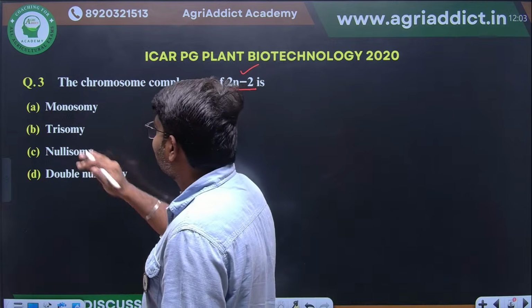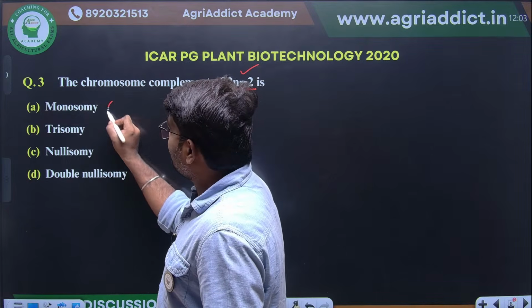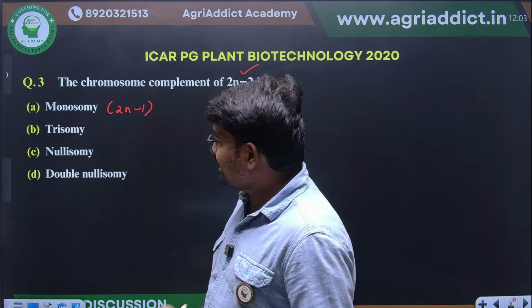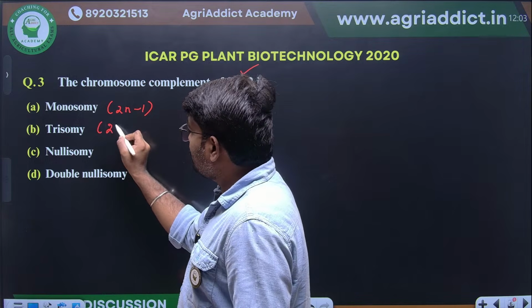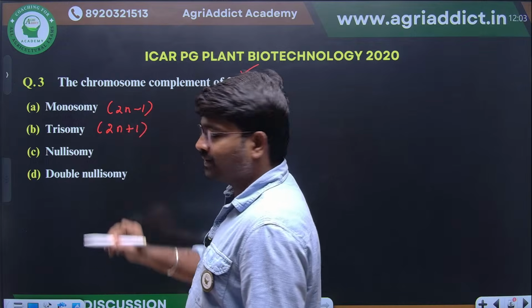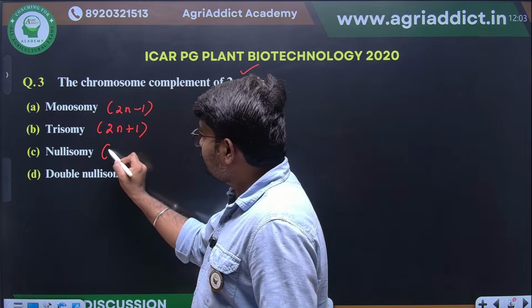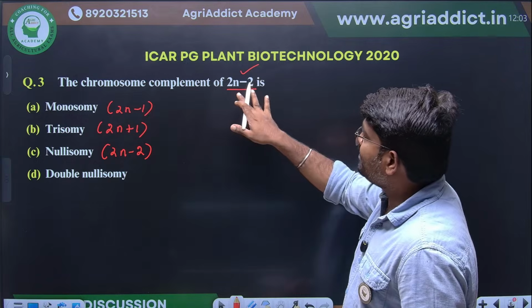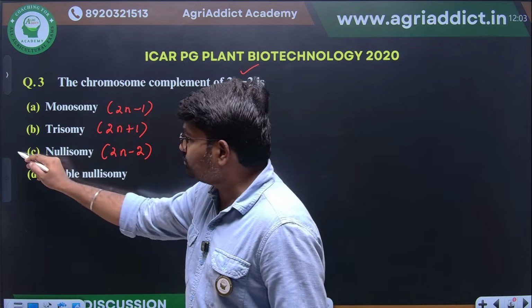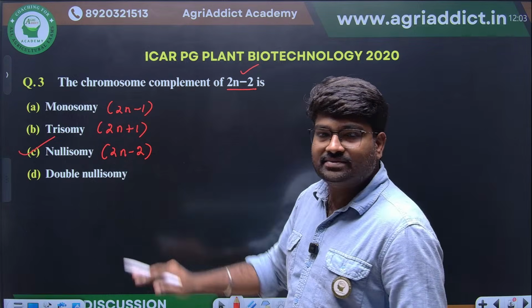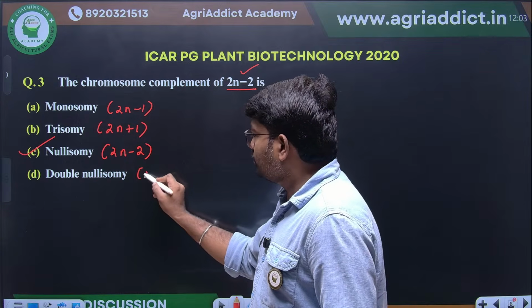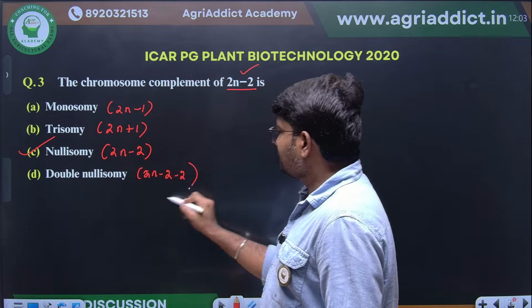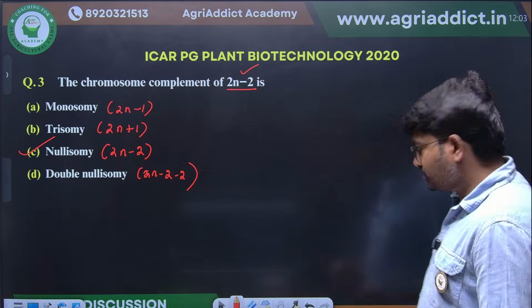Nullisomy. Okay. So, monosomy means what? 2n minus 1 is monosomy. Yes. Trisomy means what? 2n plus 1. Nullisomy means 2n minus 2. In our question, they have asked the complement of 2n minus 2. So, nullisomy will be the right answer. Then what is meant by double nullisomy? 2n minus 2 and minus 2. This is double nullisomy. Yes, very good students.